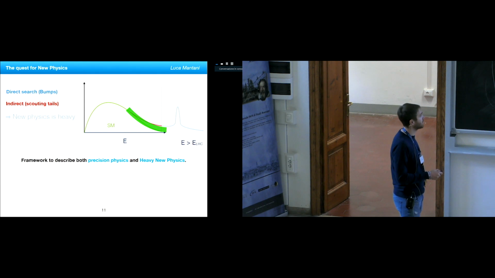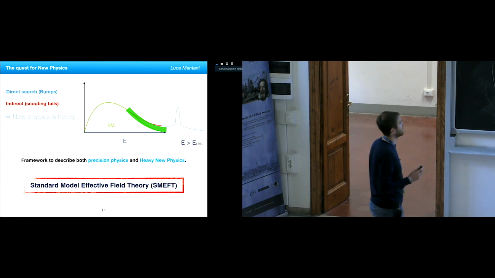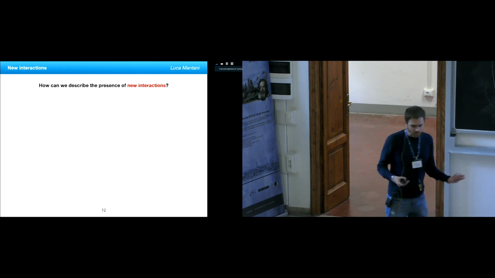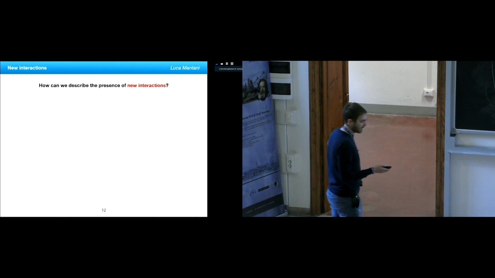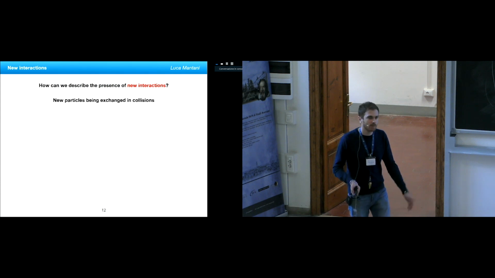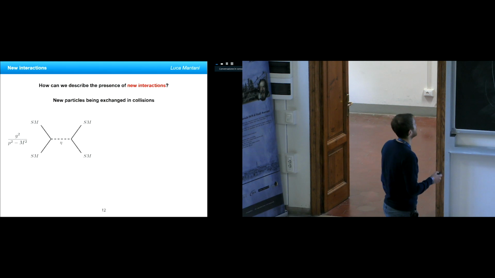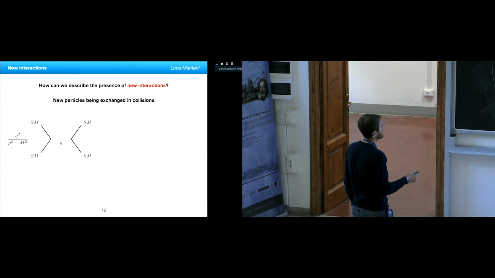And so we need a framework to describe precision physics and heavy new physics, and one such framework is the standard model effective field theory, or SMEFT in short. Okay, so with the SMEFT, what we do is, we don't want to add any new particle to the Lagrangian and to our model, but we want to add the new interactions. So the way it works is that, imagine there is some new particle, eta, which is mediating some standard model interaction, the interaction between standard model particles.